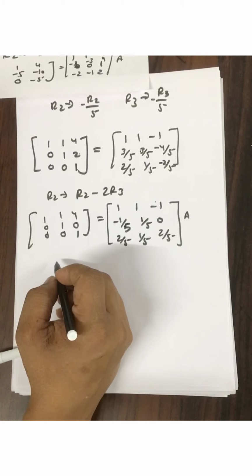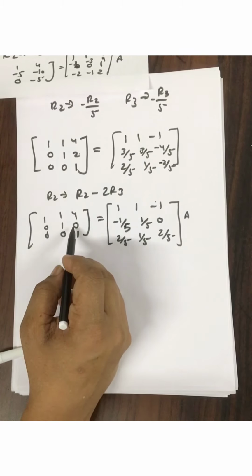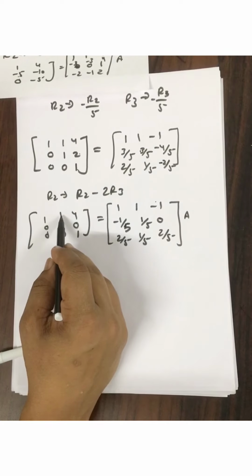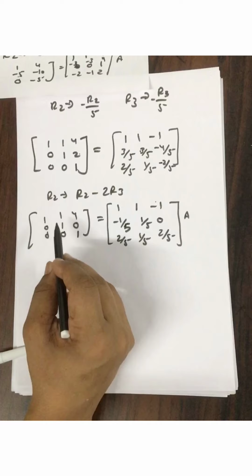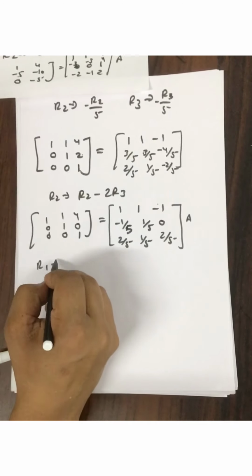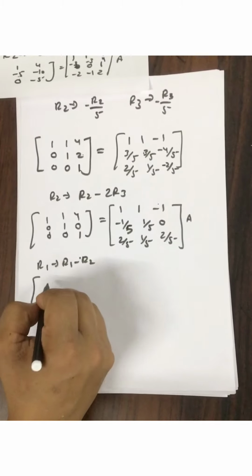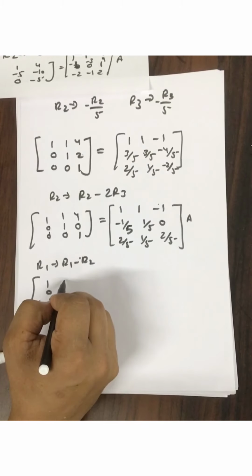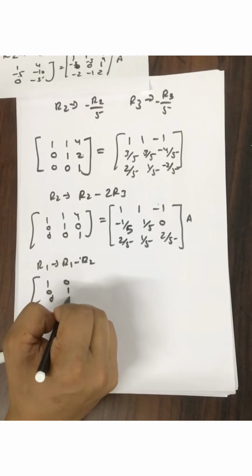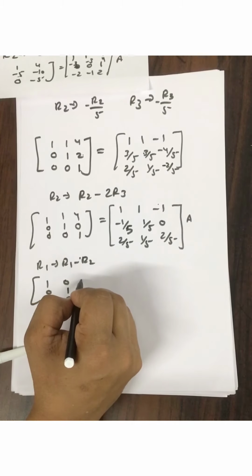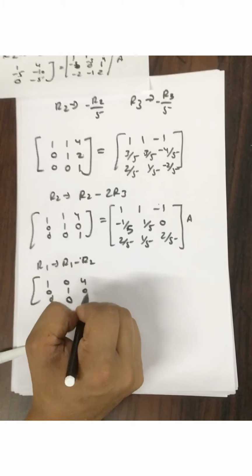Next is we have to get this 0. So in R1, can we do R1 minus R2? What we get? 1 0 0 0 1 0, and this will remain like this, 4 0 1.